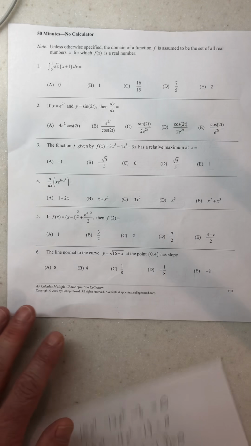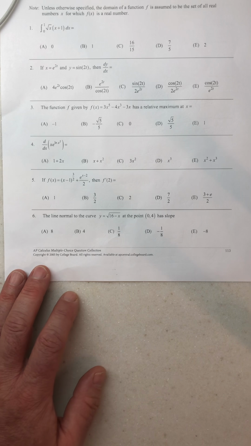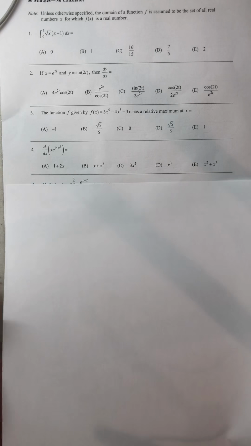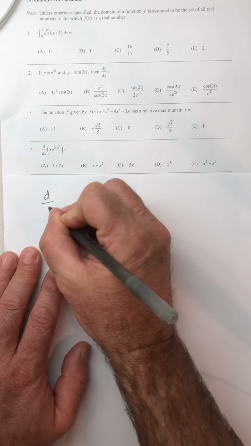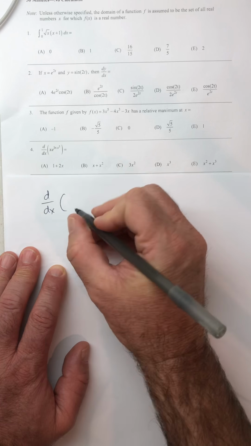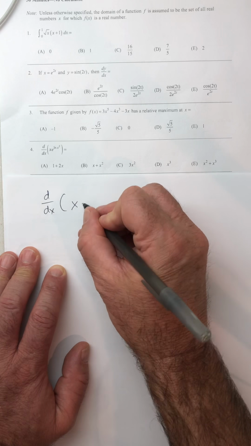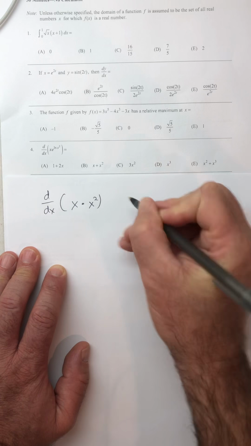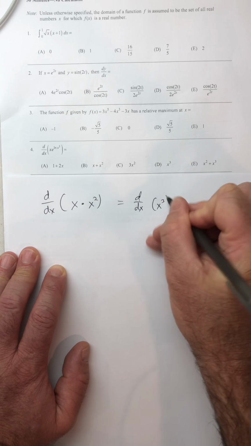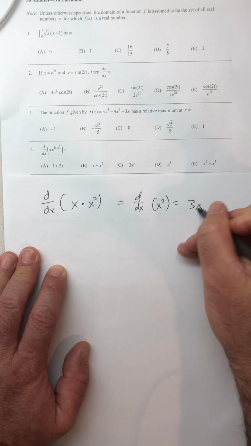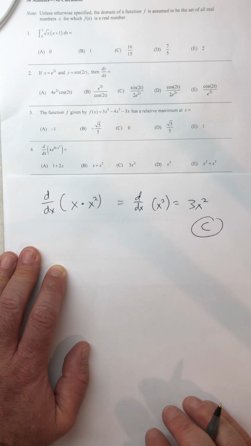On to number 4. Number 4 is another derivative problem. I should notice here that I could use the product rule. However, I have something that can be simplified, which is going to make my life a whole lot easier. e to the natural log of x squared is actually just x squared. And if you see that, that makes this problem a very easy one. And you get 3x squared. C is your answer for number 4.